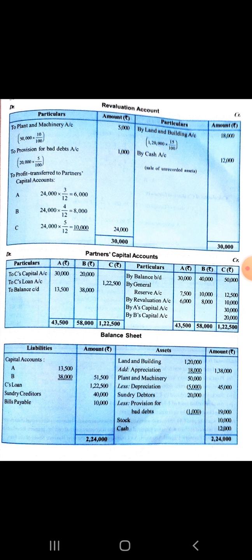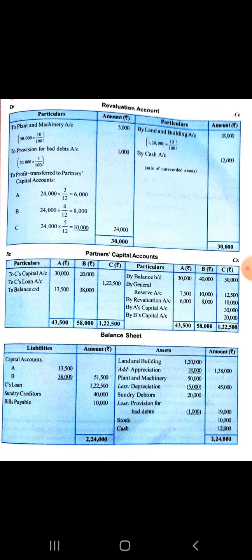Next, unrecorded assets were to be sold for rupees 12,000. Unrecorded assets are credited to revaluation account. Amount realized from unrecorded assets, rupees 12,000, is credited to revaluation account as cash, because the amount received through the sale of unrecorded assets is rupees 12,000.